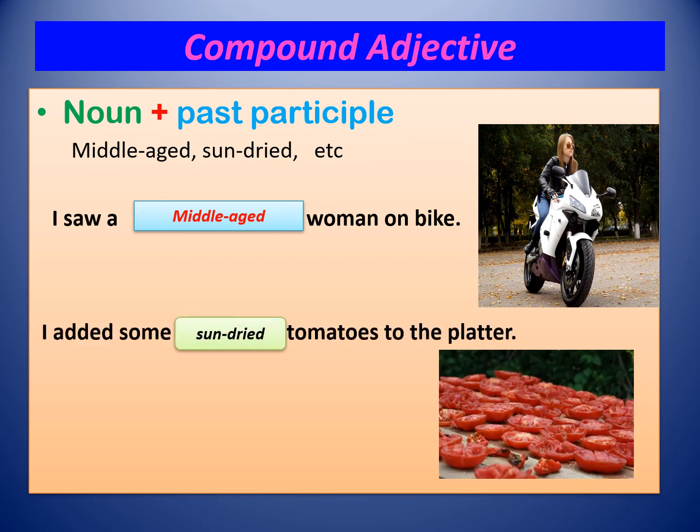Next one. I added some sun-dried tomatoes to the platter. Sun-dried is a compound adjective. It is modifying the noun tomatoes. Students, let us see the next one.